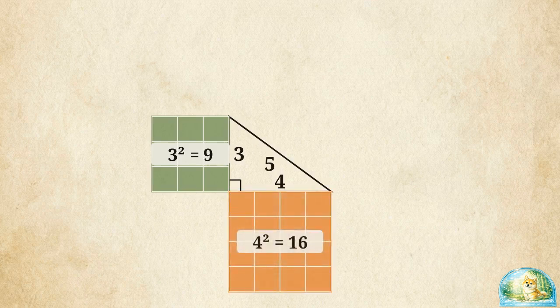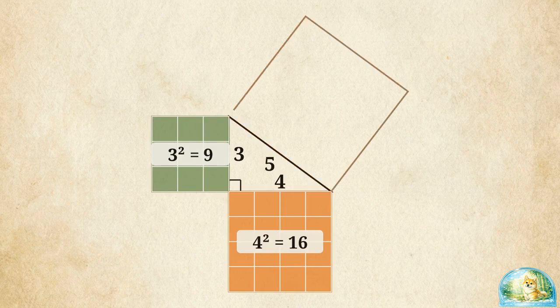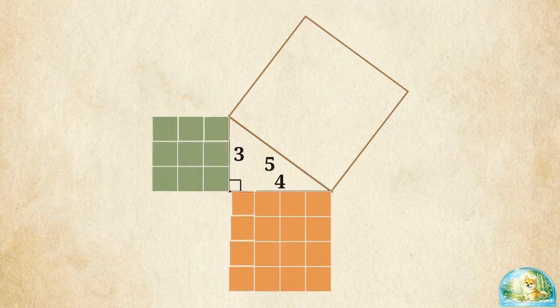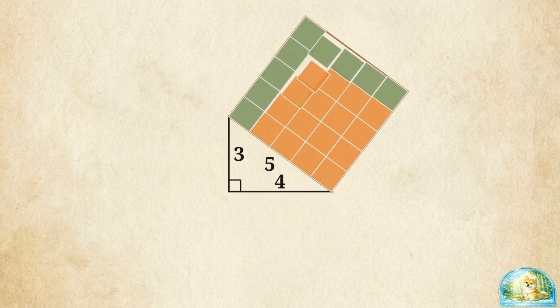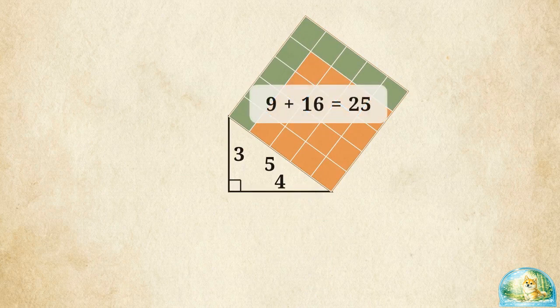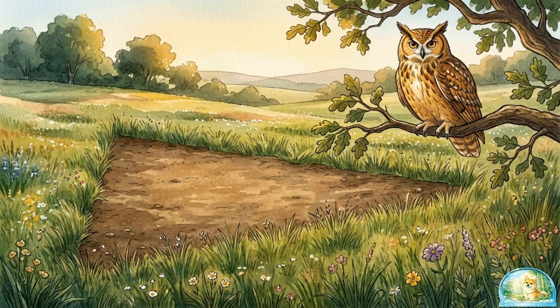Now for the second leg, with a length of 4. A square built here has an area of 4 squared, which is exactly 16 square units. Finally, we check the longest side, the hypotenuse, measuring 5. If we take the 9 units from the first square and the 16 units from the second, they combine to make exactly 25. The arithmetic backs up what we saw visually.